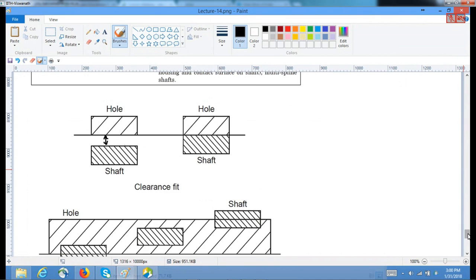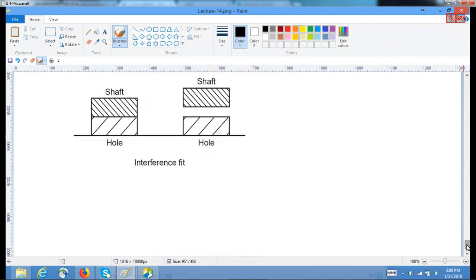Now, when it comes down to interference fit, this is your 0 line, and you can see that your hole is here and the shaft is on the higher side. So it has negative clearance, or you can say a positive interference. The positive interference can be as high as this to as low as this one.